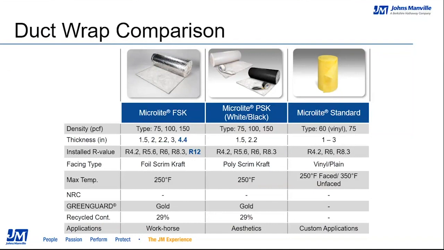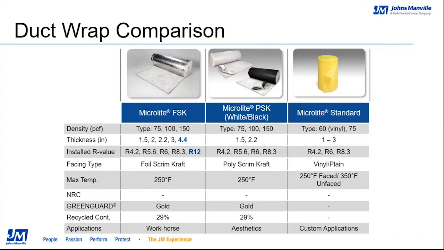Type 75 is a 3/4 pound product. Type 100 is a 1 pound product. Type 150 is a 1.5 pound product. So density comes into play there when you're referencing the type of duct wrap that you're using. All duct wrap that we produce is typically 48 inches wide. There are different roll lengths based on the thickness. We offer thicknesses from 1.5 all the way up to our new 4.4 inch product, and several different sizes in between. Those thicknesses all tie to your installed R value. So for example, the 1.5 inch Type 75 duct wrap that we offer ties to the R4.2 installed. The same thing if you look all the way to 3 inch, it ties to the R8.3 installed.